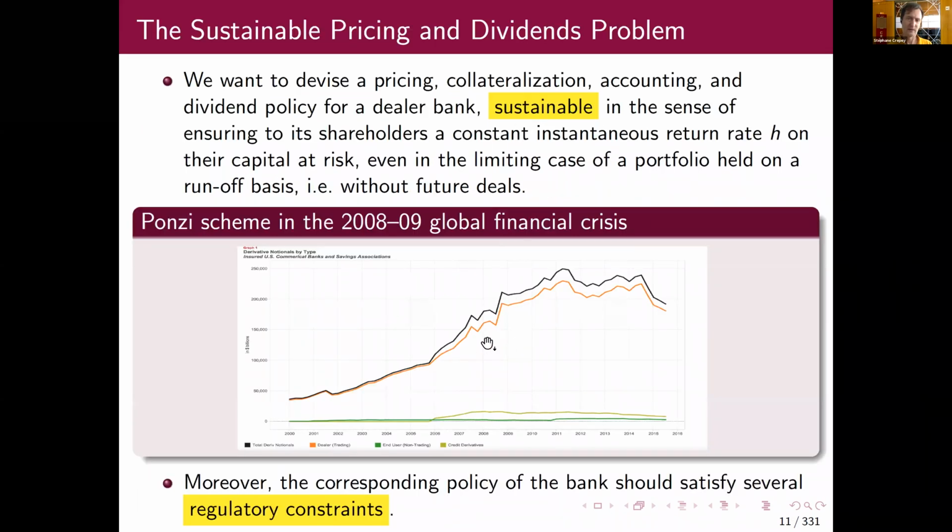constantly. So to avoid that, one needs to install a return earnings policy where profits are only gradually distributed to the shareholders so that they get a constant target hurdle rate H, let's say 10% on their capital at risk, dynamically throughout the whole life of the portfolio. So this is a goal, and there are a number of regulatory constraints that should be met in the first place by the strategy of the bank.